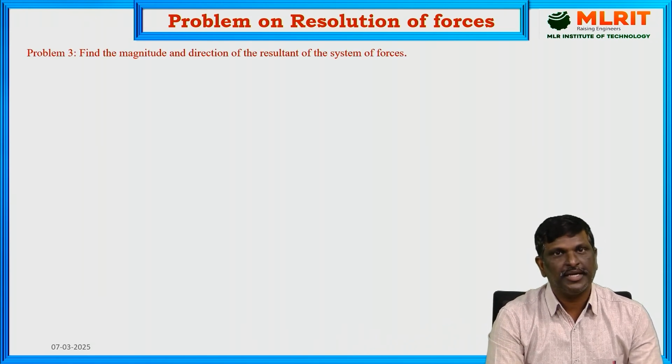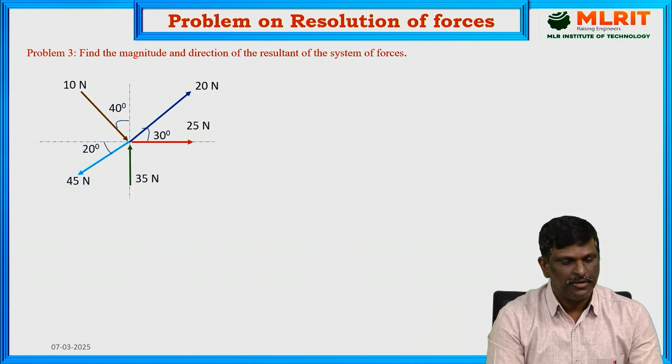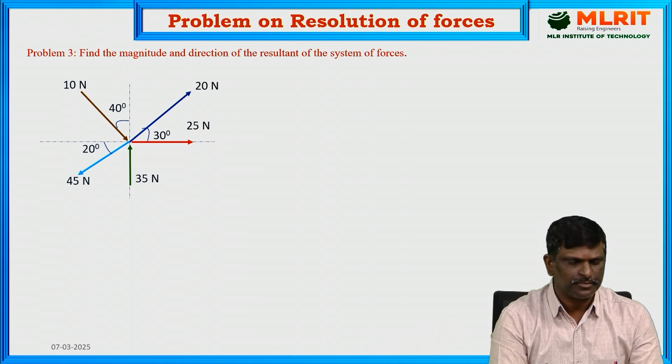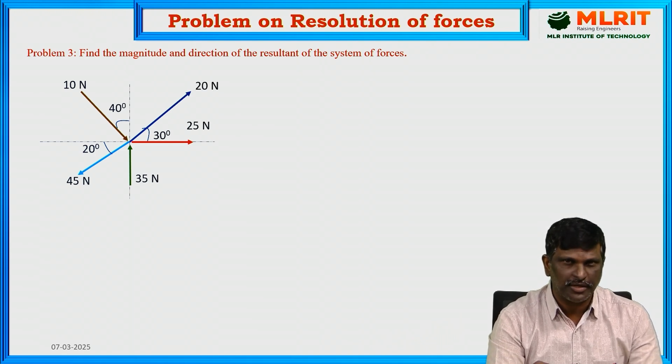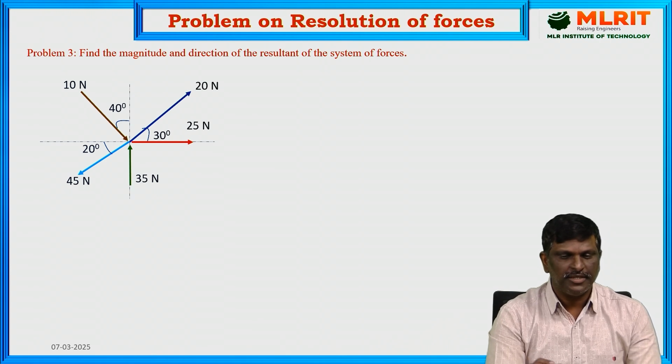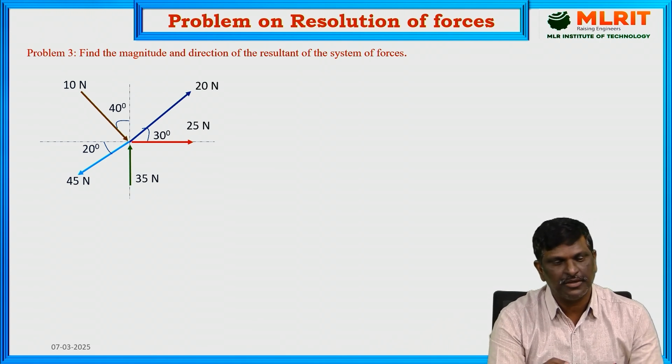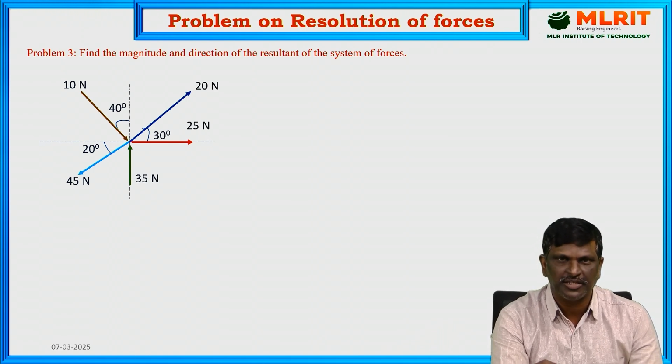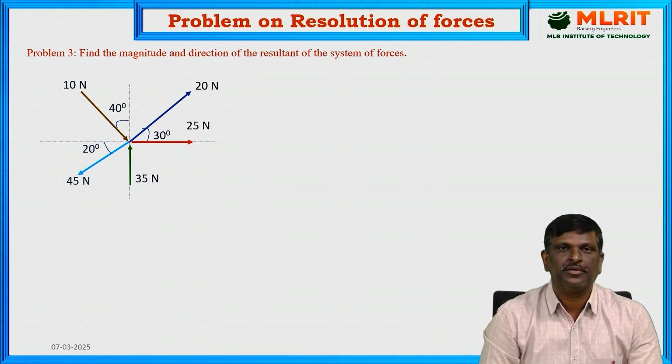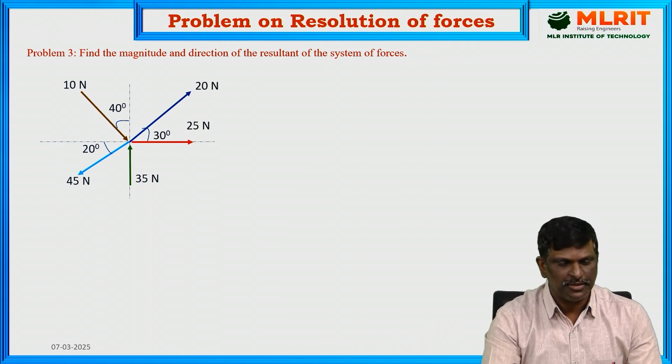Find the magnitude and direction of the resultant of the system of forces. Here is the system of forces. This is a coplanar concurrent force system. To find the resultant of the system of forces, we will use the concept of resolution of forces. We will resolve the given forces into two components, one is horizontal component and the other vertical component. After finding that, we will calculate the resultant by using the formula for two forces. Let us see the solution.